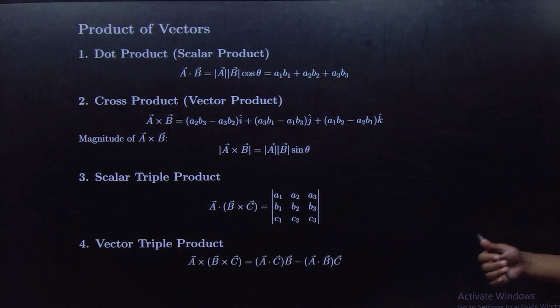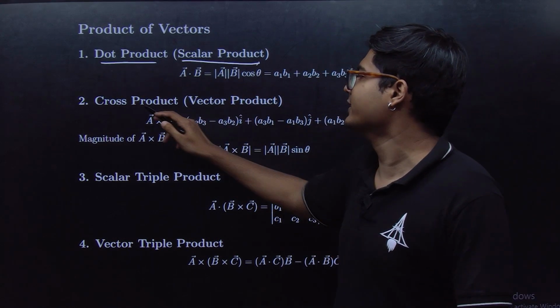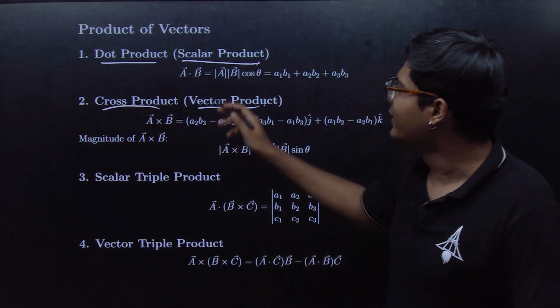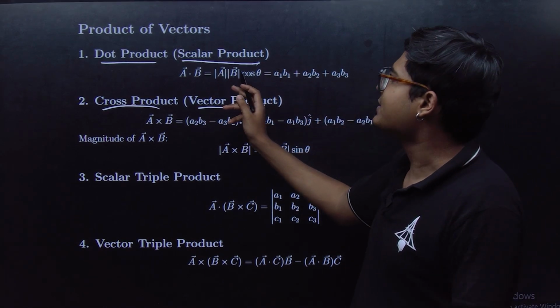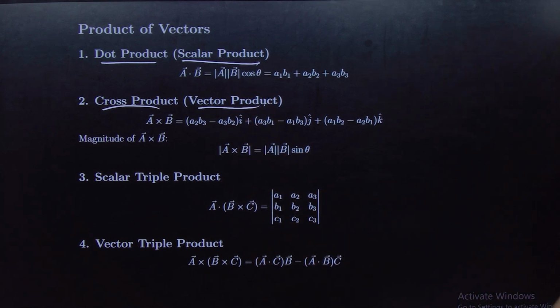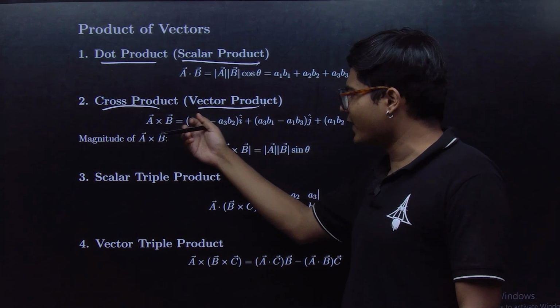Product of vectors: there are two different ways you can multiply. Primarily, one is the dot product or the scalar product, and the other is the cross product or the vector product. Dot product is just multiplying the components together and taking the sum, which is also given by magnitude of A times magnitude of B times cosine of the angle between the two vectors. Cross product is defined so that the final result is a vector.